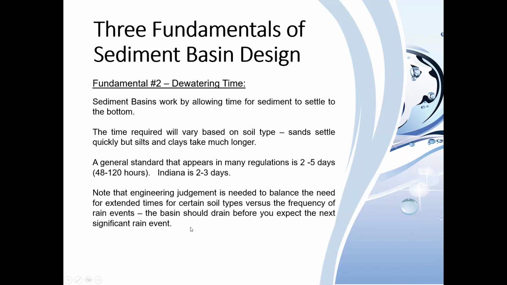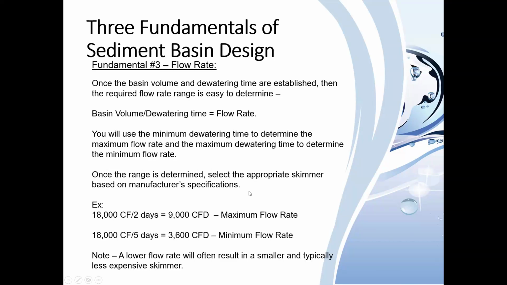Note that you do need to use some engineering judgment to balance that need for extended times based on your soil types versus frequency of rain events. Like I said, we're based in South Carolina, in the southeast. During the summer, we can get those every afternoon thunderstorms. And so if we design the basin to take 5 days to drain, there's a good chance we may get 3 to 5 storms during that time frame and fill it up and overtop the basin. So you probably want to, at least in the southeast, drain it in more of that 2 to 3 day range. The last fundamental is flow rate.